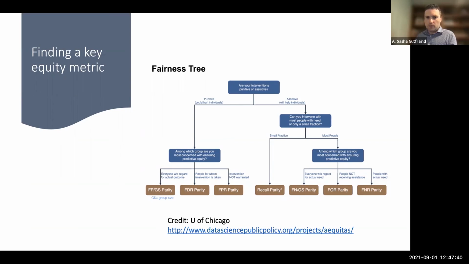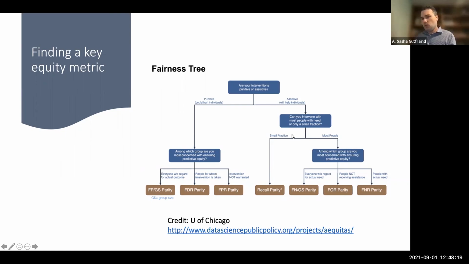Punitive algorithms are some of the algorithms that are used, for example, in parole decisions to deny parole or to deny bail, decisions typically involving policing. That's on the left. On the right, these are the typical healthcare algorithms, which are assistive algorithms. So we are going to follow that branch. Assistive algorithms basically provide additional benefit to certain members of the population. So the next decision is whether the intervention is for most people or only a small fraction that need that intervention.